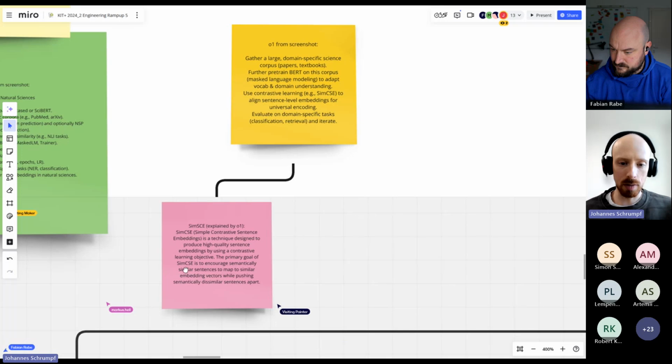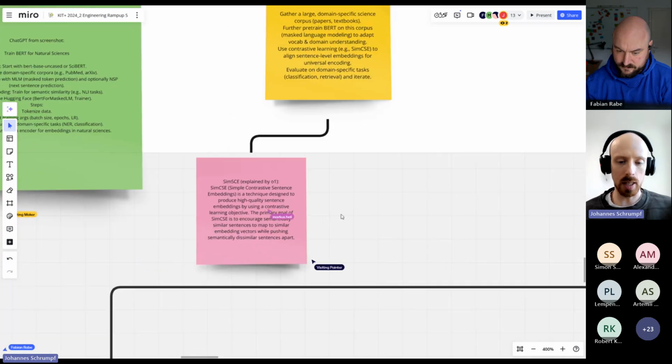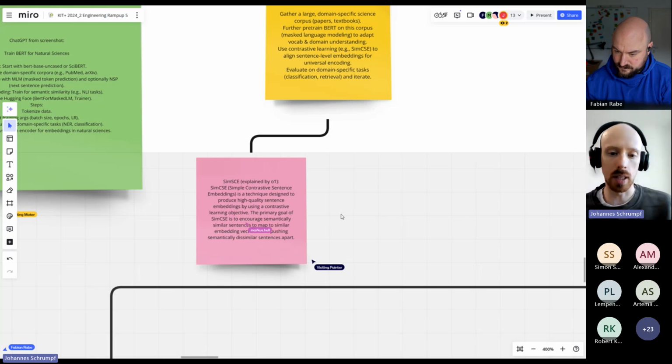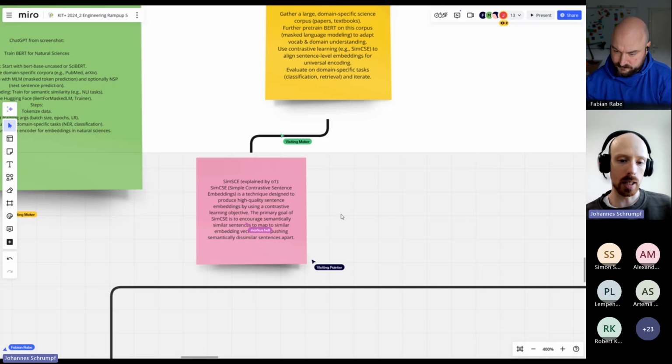And here, this explanation from o1 is simply, or it says that we train the model to produce these high quality sentence embeddings by using a contrastive learning objective. So what does a contrastive learning objective in this context mean? This means that the model is encouraged, in the words of o1, to distinguish between semantically different sentences, and to map these embeddings into different regions in the vector space.